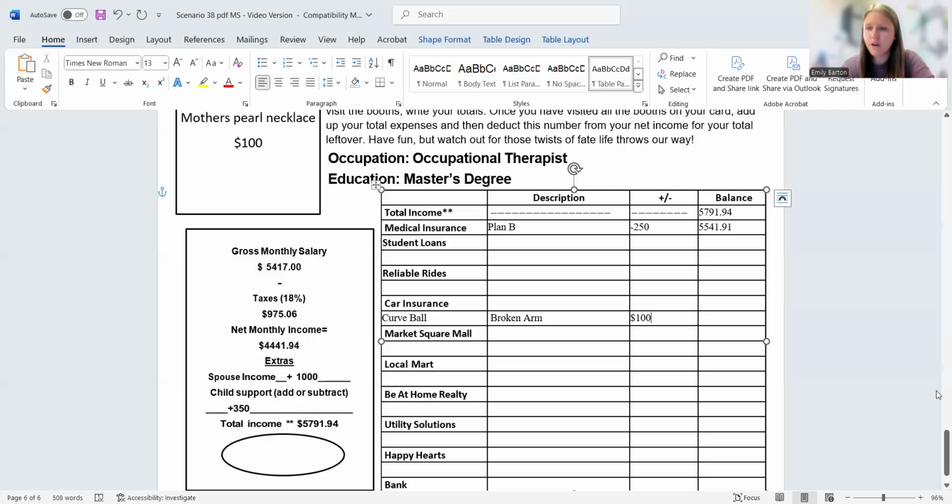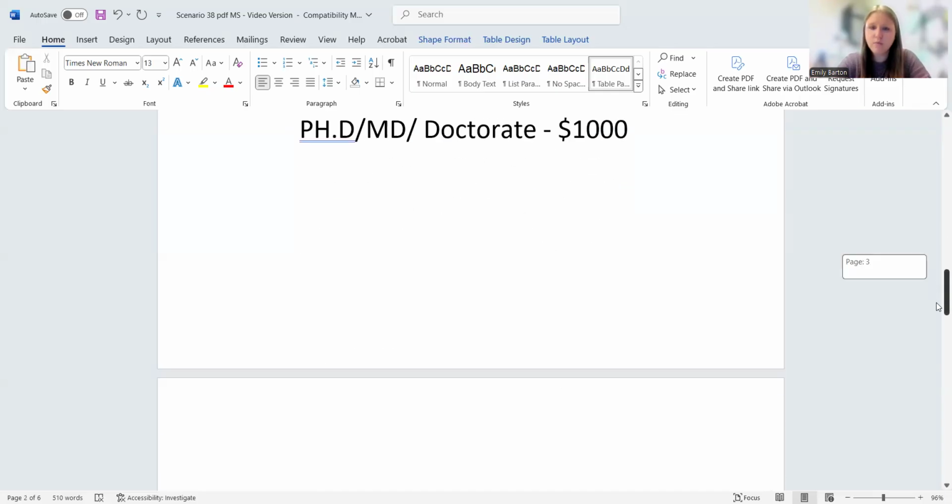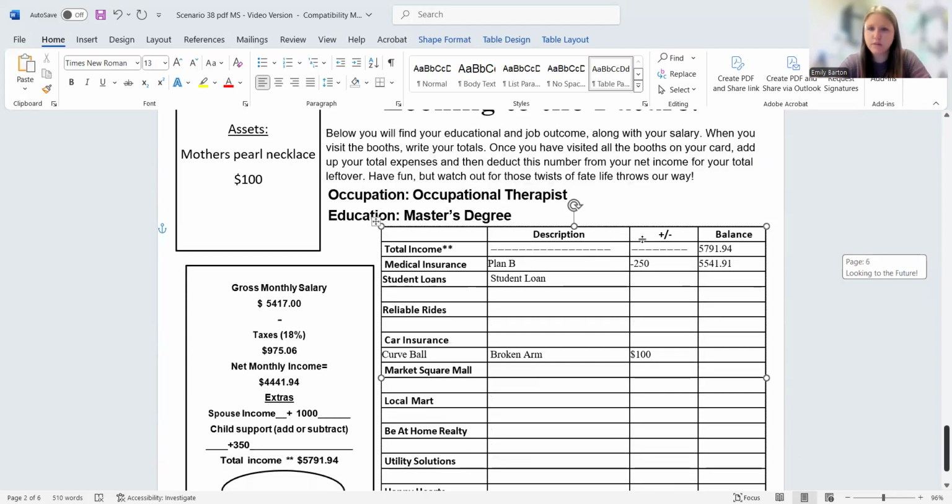So for this, you are just going to input in the description again, student loan, and we're going to go get what your student loan will be based on your degree. So, our bachelor's degree folks, you are going to subtract 250. Our master's degree folks, you are going to subtract 500. And our PhD, or doctorates, you guys are going to subtract 1,000. So we'll go ahead. Remember that you put that number. So mine is 500 for a master's degree. You subtract and then write your new balance.